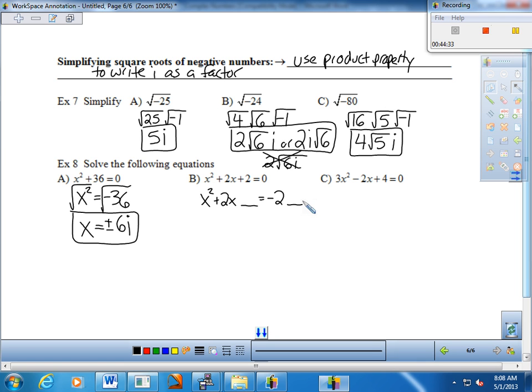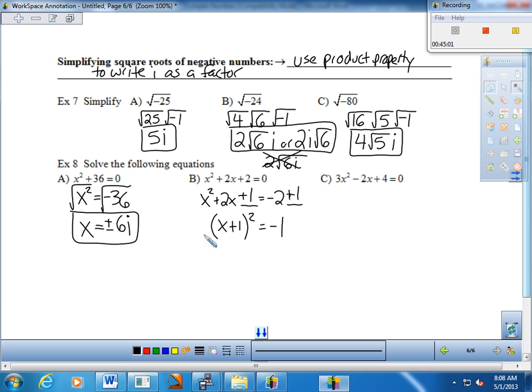Beautiful. What do I want to add right here in order to make a perfect square trinomial? I'm thinking a plus 1 would do. Balance it off, of course, everybody. Plus 1 right over there. The whole reason for completing the square is because it factors so nicely, changing the form without changing its value. That should be x plus 1 squared. And of course, negative 2 plus 1 is negative 1.